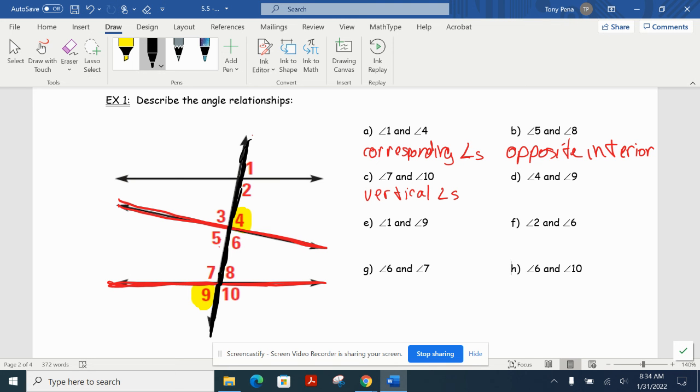So what words are you thinking of? Are they on the same side of the transversal? Are they on the opposite side of the transversal? Are they inside or are they outside? And then you kind of put those words together. And if it's none of those things together, then they're probably corresponding.